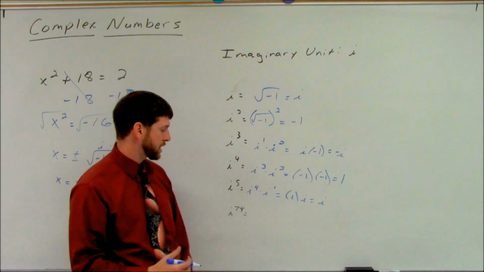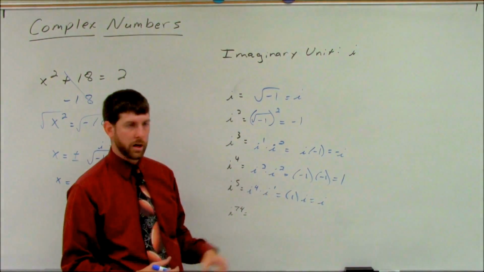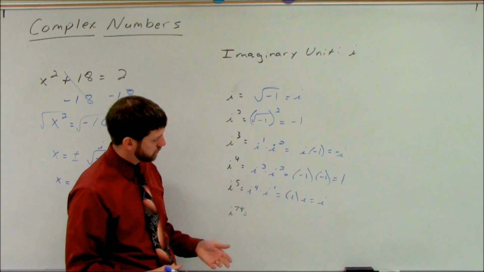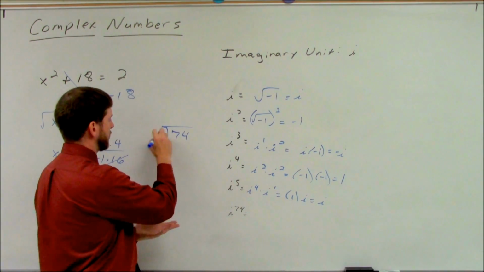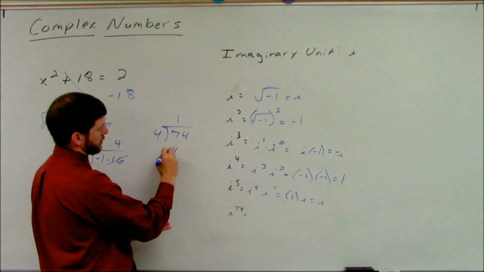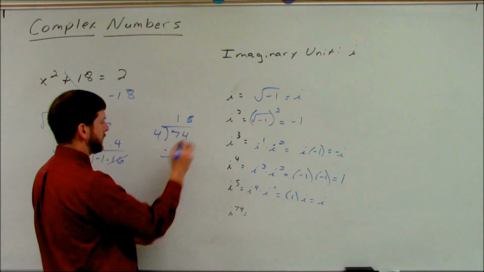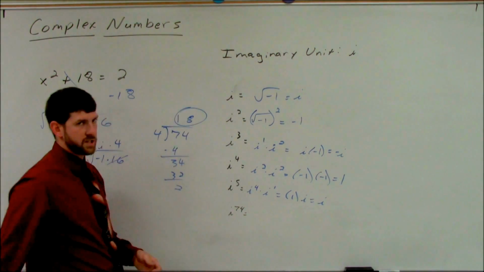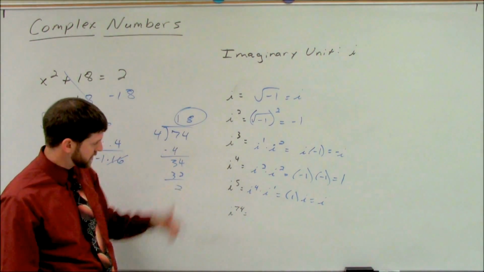So if we were to do something like i to the 74th, well, we know every time we get 4 of them, that's 1, and then the cycle repeats. If we divide 74 by 4, that's 18, with 2 left over. So it goes through the cycle 18 times. Cycle of 4, cycle of 4, cycle of 4.